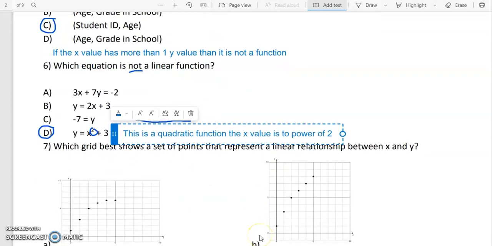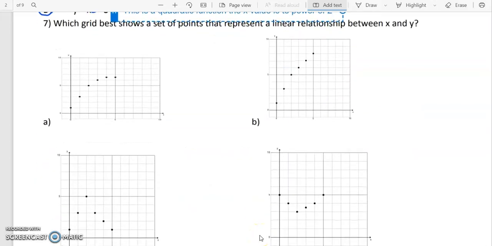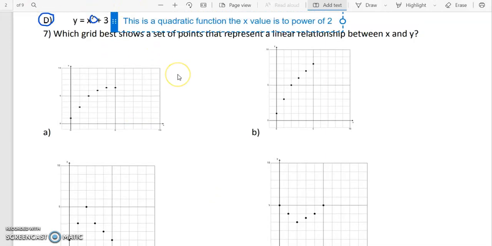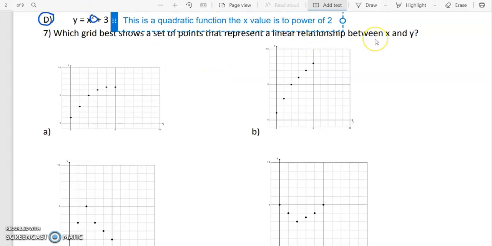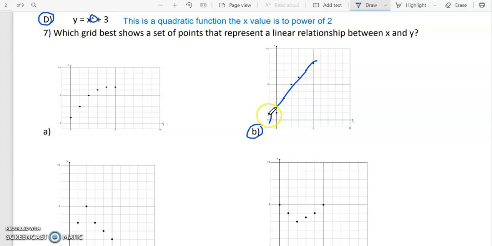All right, now finally, let's look at number 7. It says, which grid best shows a set of points that represent a linear relationship between x and y. So it's asking which one is a linear function, and a linear function makes a nice straight line. So really quickly, I can see that number B makes a nice straight line. If I kind of draw a line between these dots, I'm going to get a nice straight line here. So the correct answer is going to be B. This would show a linear relationship between my x values and my y values.